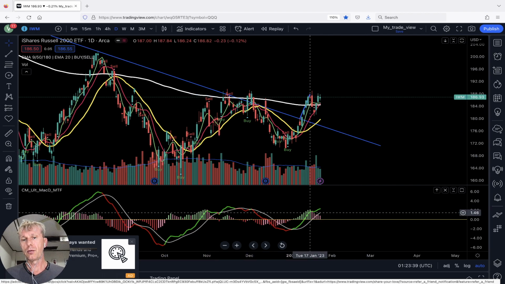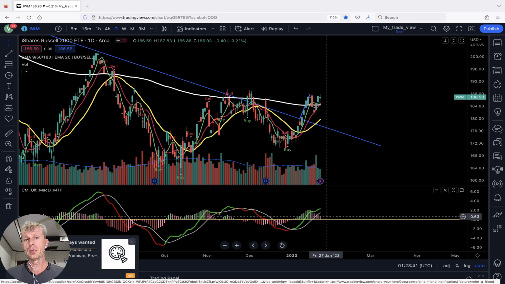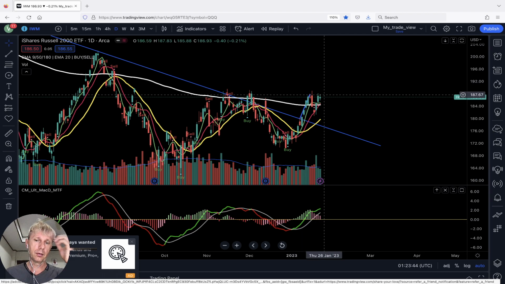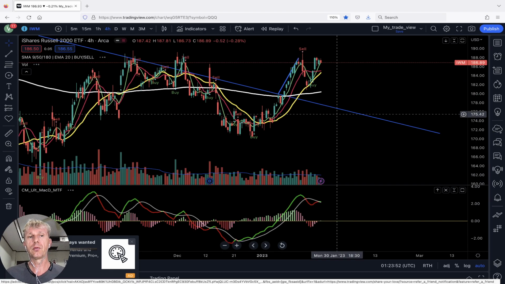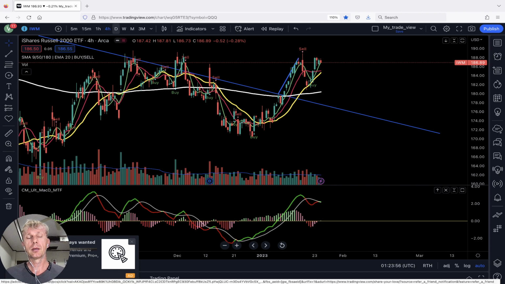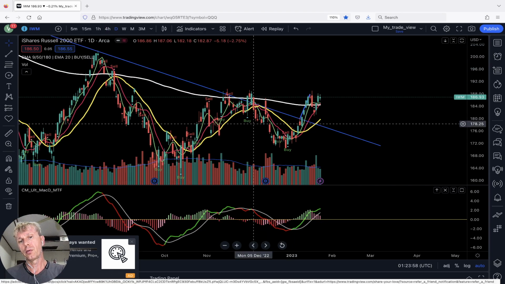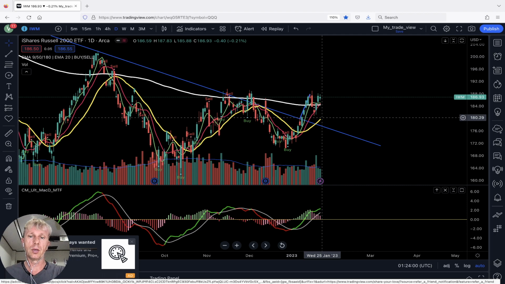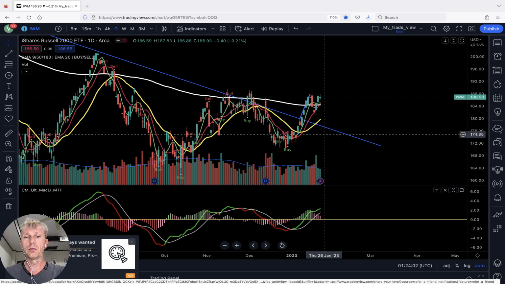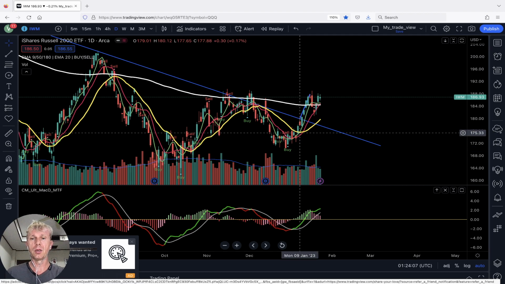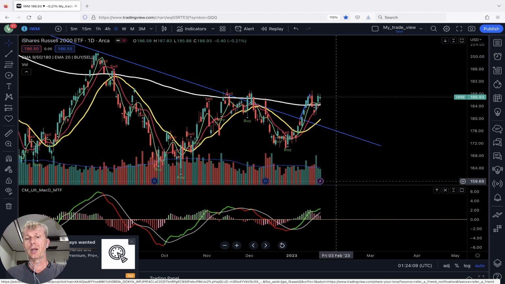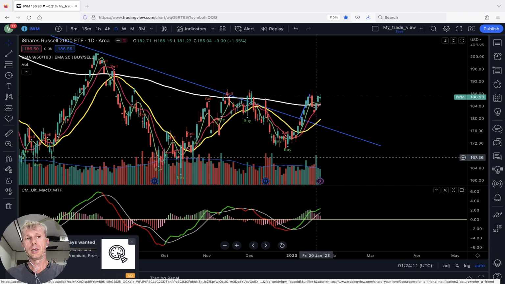MACD has bearish divergence on the histogram. It's flat price over here. The histogram is downtrend. MACD is still bullish. Daily IWM still bullish. Last bar far from May 20. Let me go back. Last bar far from May 20 definitely wants to connect to May 20. We remember that rule: when a bar is far from May 20, it will always want to connect back to May 20. Price volume is also decreasing.